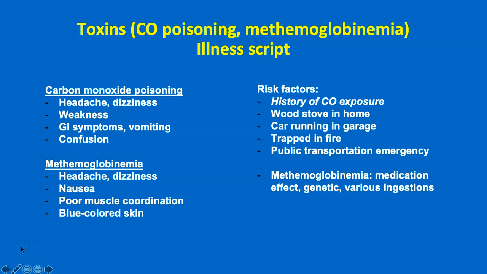And the risk factor, of course, for toxins is going to be toxin exposure. For carbon monoxide, that might come from a wood stove in the home, a car running in the garage. They might be someone who was trapped in a fire. There's also a possibility of a public transportation emergency. Methemoglobinemia is caused by ingesting something, a medication. There's also genetic underlying causes.